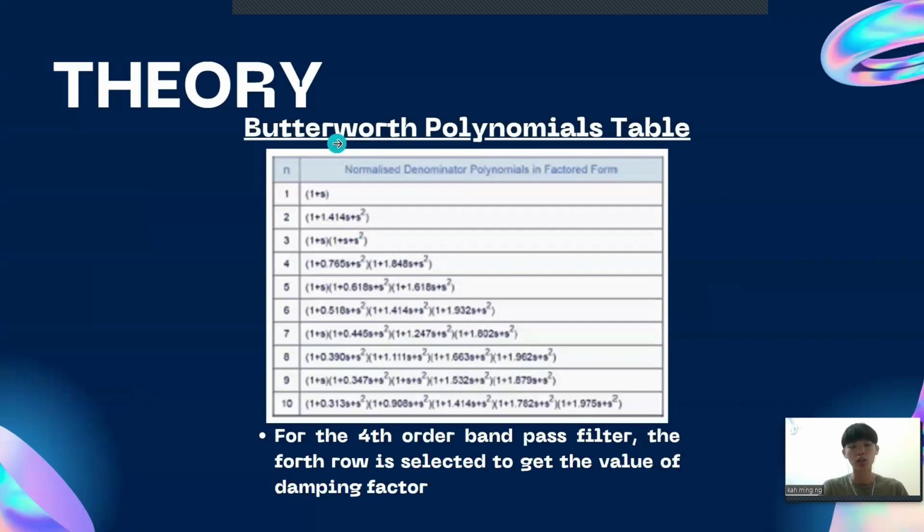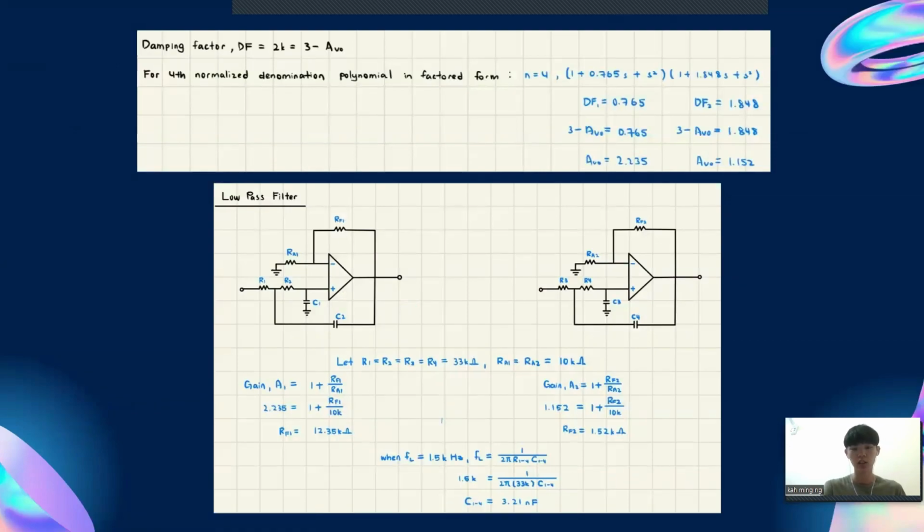We have also referred to the Butterworth polynomial table. For the fourth order bandpass filter, we choose the fourth row to get the value of the damping factor. So here is the manual calculation part. For the fourth normalized denominator polynomial in factor form, when n equals 4, and from the fourth row we chose from the table just now, we will get the values of both damping factors, DF1 and DF2. Their values are 0.765 and 1.848.